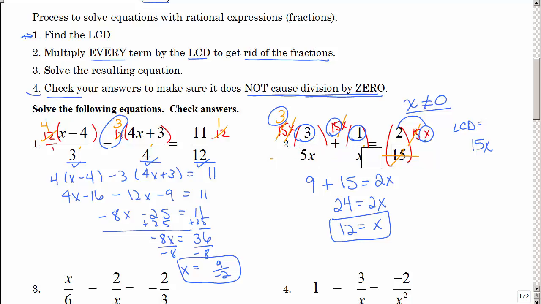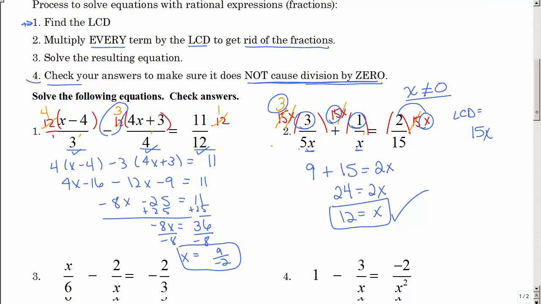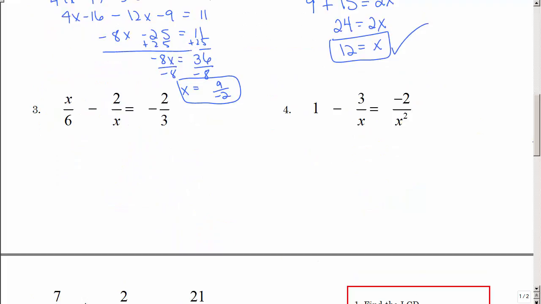Again, I'm going to just erase this. We're checking to make sure if I put in 12 for x, does it make my denominator 0? Well, of course not. 5 times 12 is 60, and that's 12. So I'm not dividing by 0, so that's an okay answer. If you don't believe me, pick up a calculator and try to divide by 0. It's going to tell you error. Remember, it's undefined. Let's look at these next two examples.